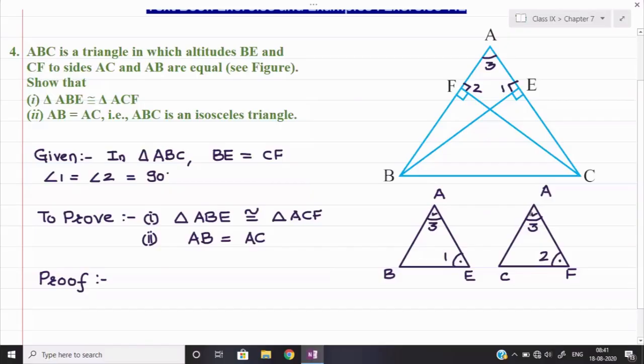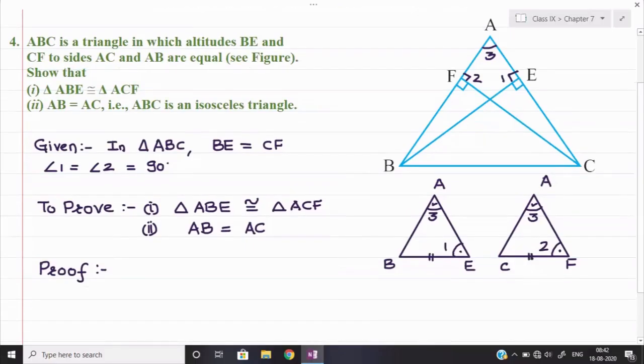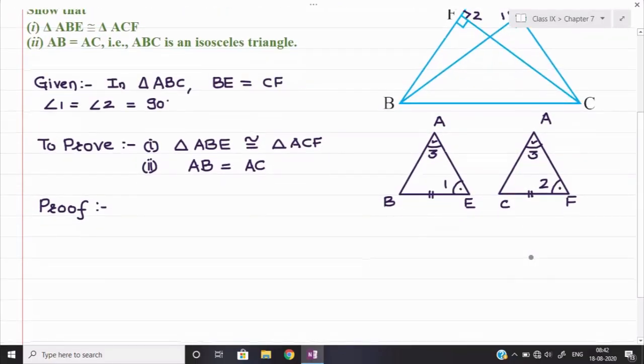And the third thing you observe, we have given in the question BE and CF are equal. So here only one change occurred. The side whichever was given equal earlier, that is becoming required to be proved. AB and AC we need to prove here, and BE and CF are given equal. So the question will go in the same manner, only AB and AC we have to interchange with BE and CF.